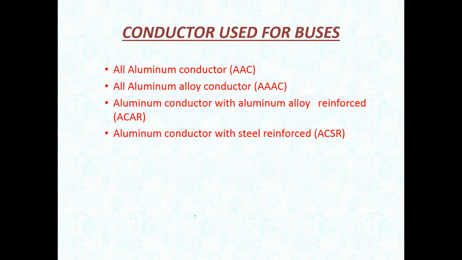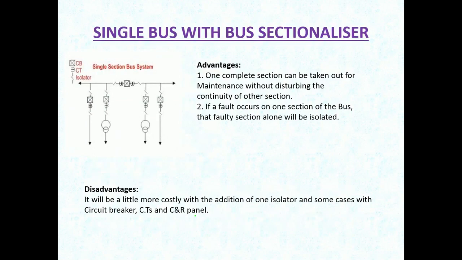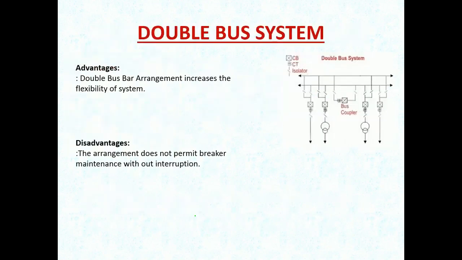Next, bus bar. What are the various types of bus bars? Single bus bar system, double bus bar system, bus bar connection schemes. What are the advantages of a double bus bar? If any fault occurs in one bus, another will be there. Different connection schemes are also one of the topics we will discuss.